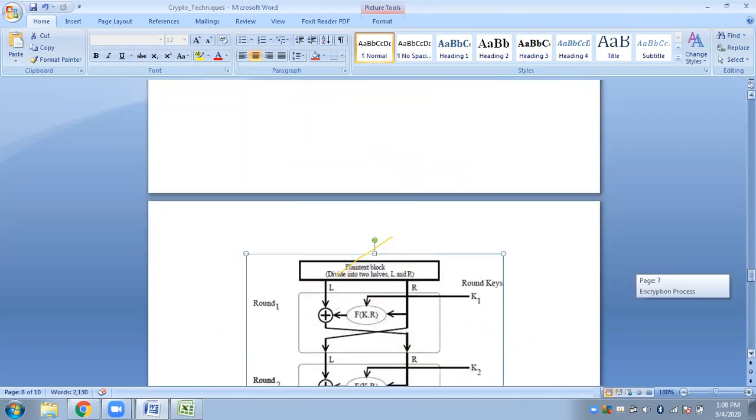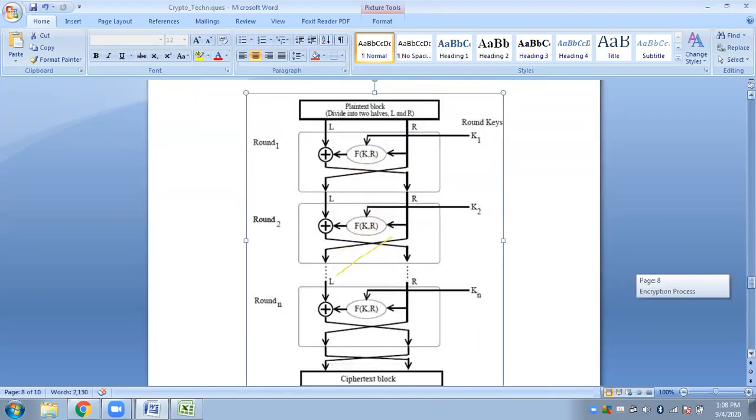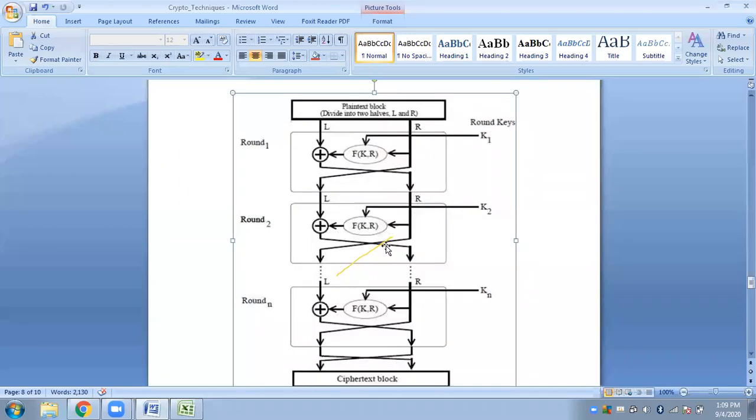Okay, is the diagram visible to all? The writing, the markings, everything? Yes, ma'am.